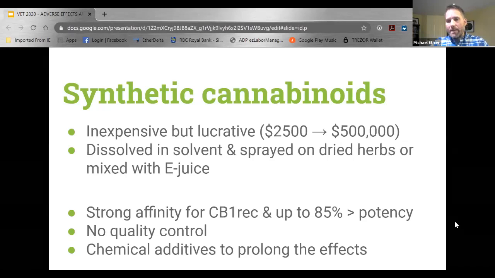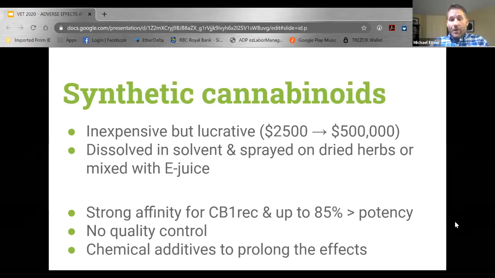We're talking about you can buy $2,500 worth of laboratory formulated product, blending it, so dissolving it in a solvent, spraying that on an innocuous dried herb, or mixed in with some e-juices, and we'll talk about e-juices in a few slides. And that product now becomes a $500,000 sellable psychotropic drug.